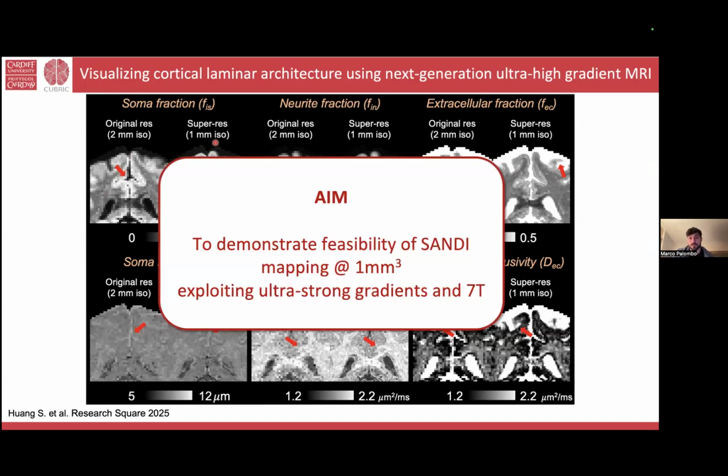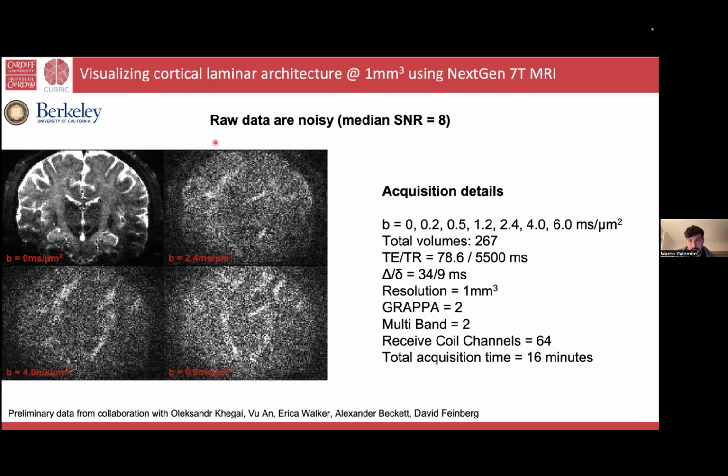So when we went to David Thames, we wanted to push and acquire actual data at 1 millimeter cubed to then produce SANDI maps and try to see if we can see this laminar architecture at the same level that was demonstrated by this very recent publication. So these are the data that we acquired.